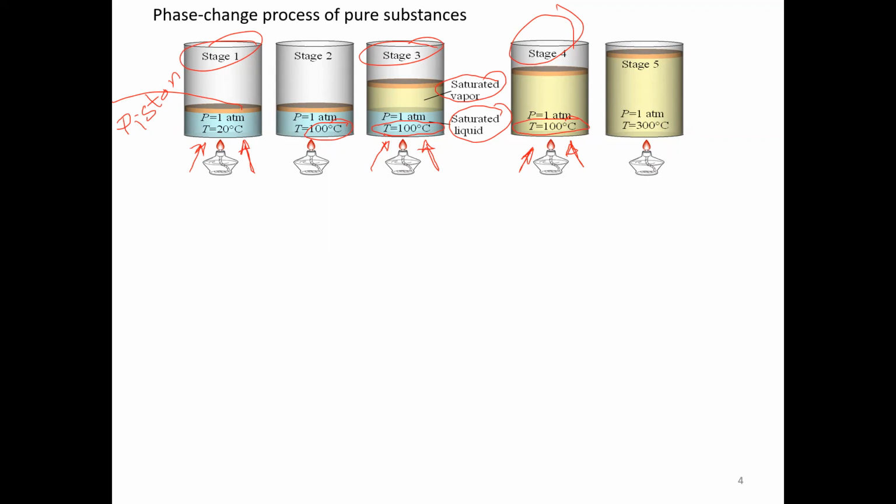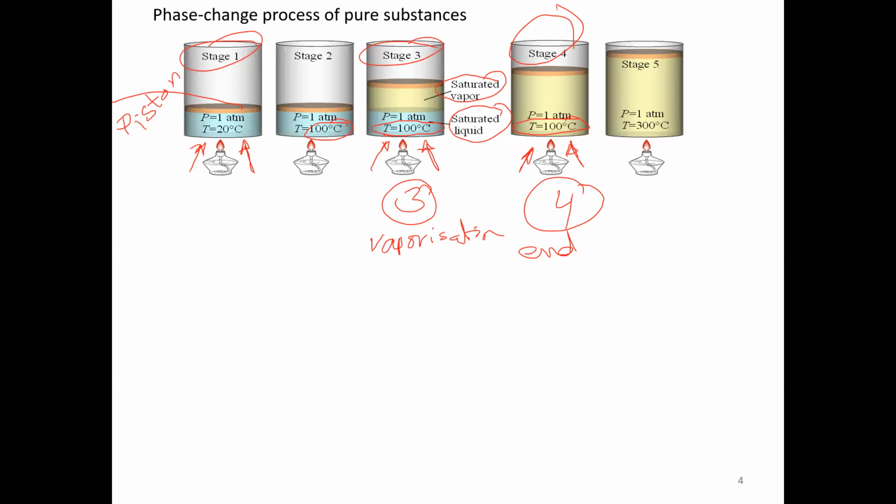So these 2 points, number 3 and number 4: 3 is the beginning of vaporization, and number 4 is the end of vaporization. Okay. After that, all the water has changed to vapor.